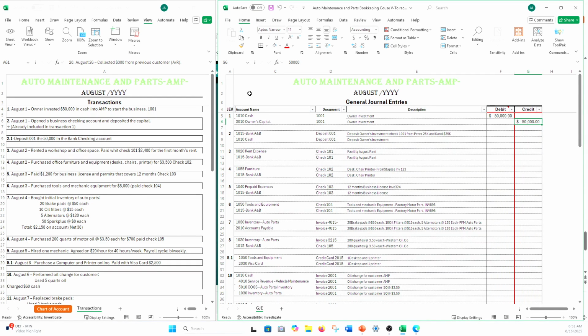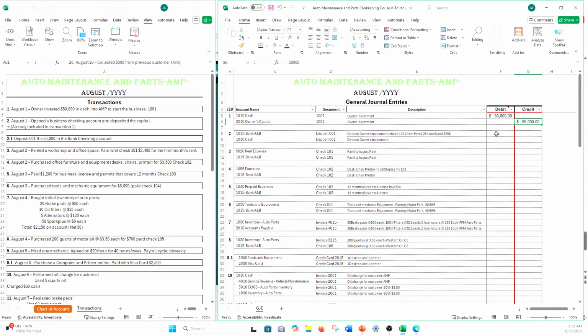Okay, the second transaction says that on August 1st we open a business checking account. We open the checking account by itself, but at the same time it came together with number 2.1, which says that we deposit the 50,000 and we create deposit 001. So we know that the money was in cash. Now we are going to move that cash to the bank account.